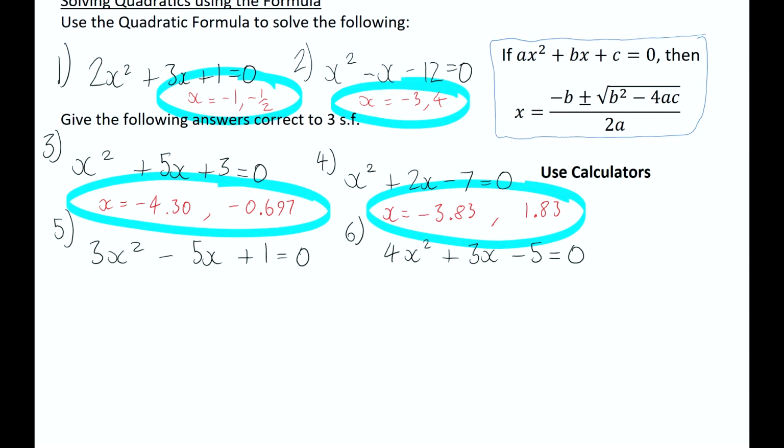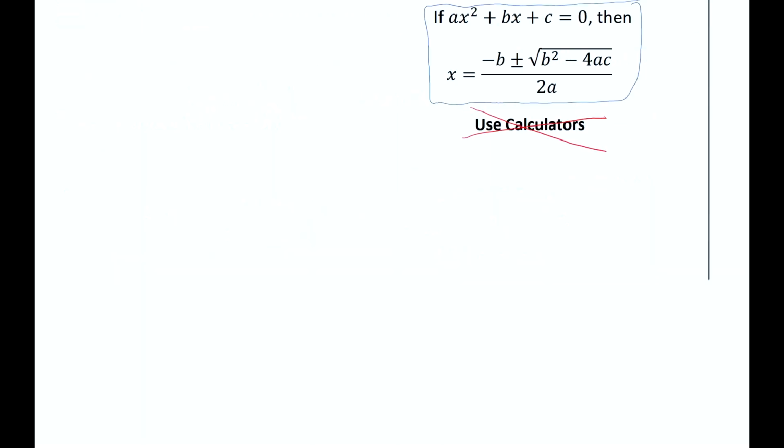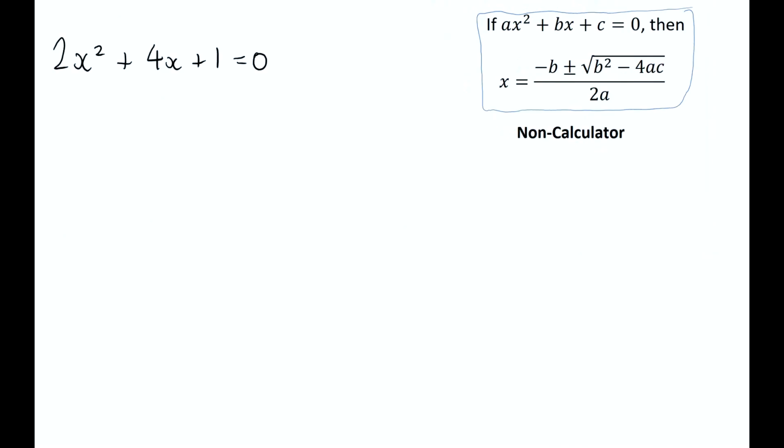Okay, just one little extra thing to go through, and that is that occasionally you can be asked to solve an equation using the quadratic formula without a calculator. So I'll quickly go through what you do in that case here. I've got my equation. You basically do everything the exact same. So a equals 2, b equals 4, and c equals 1. Write down my quadratic formula. I'm going to plug in what I know.